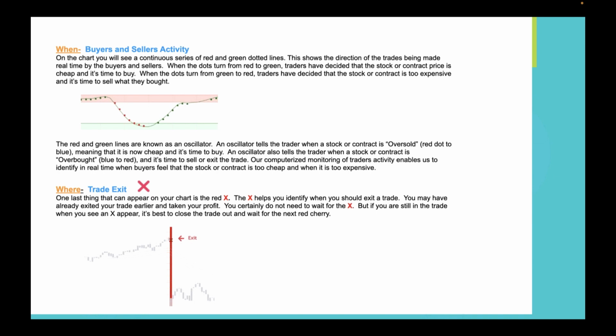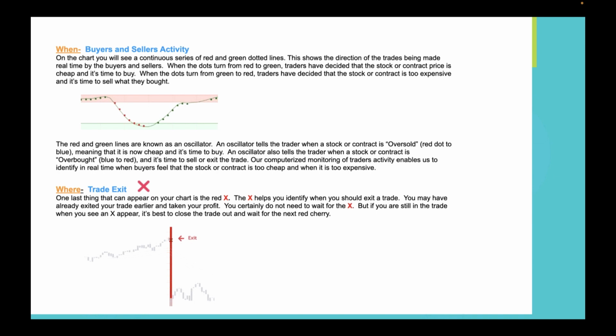All right, so let's go back to understanding the indicators. The red and green lines are known as an oscillator. An oscillator tells the trader when the stock or contract is oversold. The red dot to the blue. Okay, so it's not blue, it's green, but meaning that it's now cheap and it's time to buy. An oscillator also tells the trader when a stock or contract is overbought. Blue to red. So in this scenario, it's green to red. I hope that makes sense. So anytime you see the green, imagine it as blue. And it's time to sell or exit the trade.